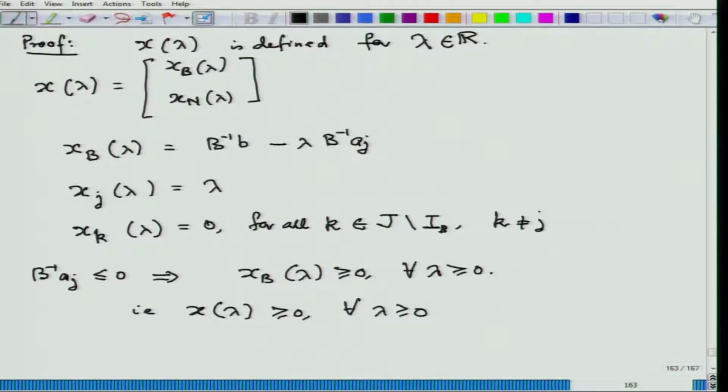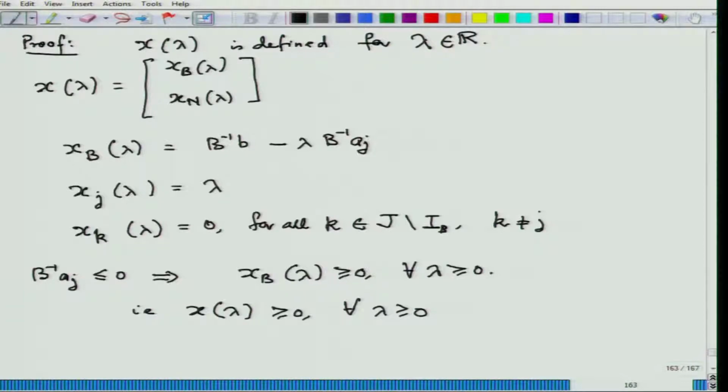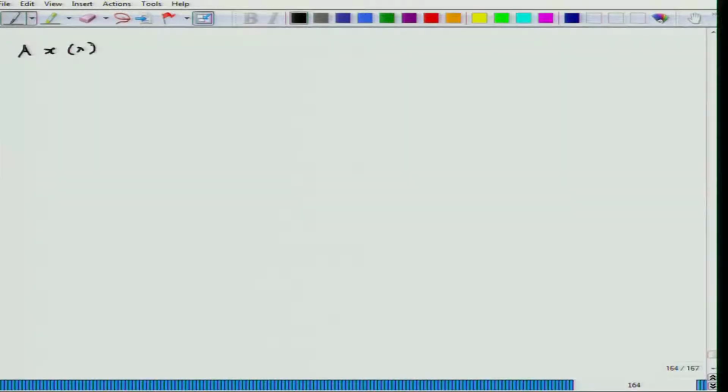Now, we have proved one part, the non-negativity of x lambda. We will show that if we compute the objective values at each of these points, the objective values will continuously decrease as lambda goes towards infinity. Now I want to show that x lambda is also feasible. So, B x_B lambda plus N x_N lambda is nothing but b.